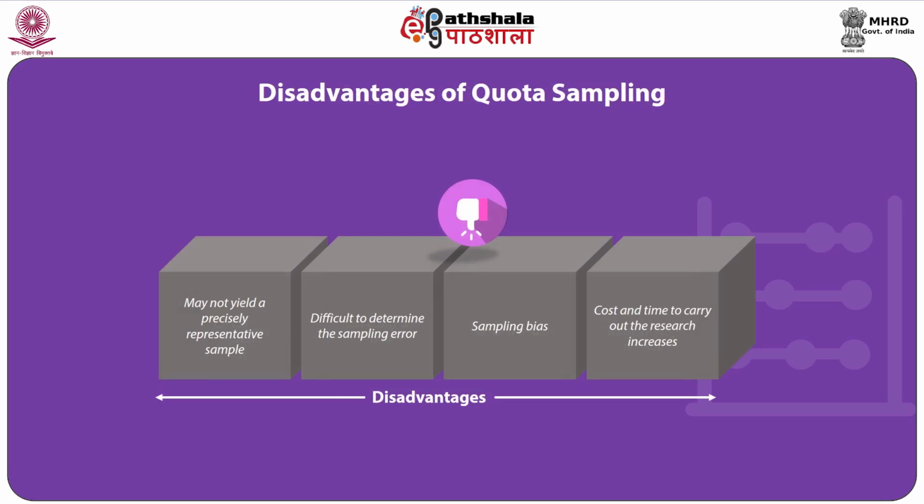On the disadvantages side, it may not yield a precisely representative sample, and therefore sampling errors would be more and difficult to determine also. Thirdly, sampling bias is likely to occur, and thereby it is not possible to make statistical inferences from the sample population. At times, for generalizations of the findings, the researcher is likely to increase the sample size from each quota or cover more quotas, that is, more groups, that is, strata, and thereby the cost and time to carry out the research increases. The next type of non-probability sampling is snowball sampling.